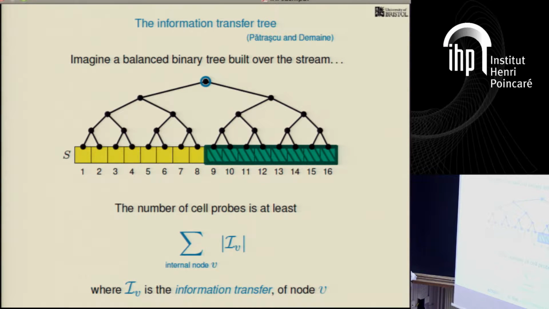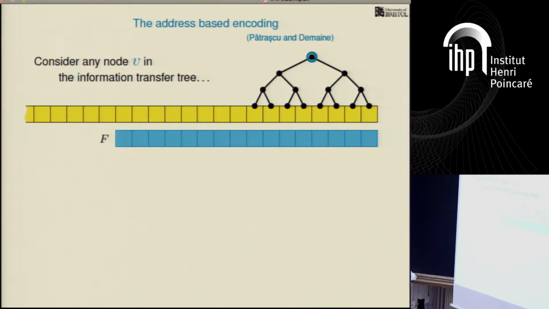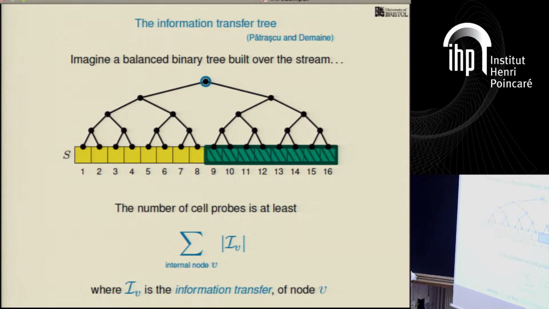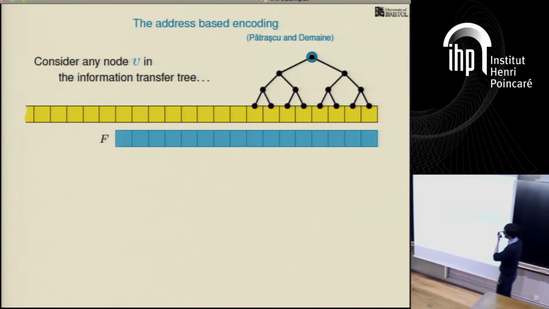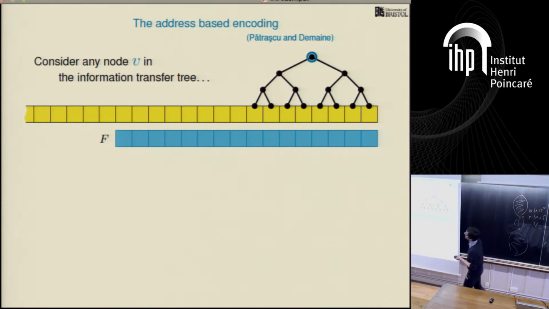So the goal, entirely in the technique, is to prove lower bounds on the information transfer associated with nodes. So I want to prove that lots and lots of nodes have large information transfer. That means that the number of cell probes is going to be large. Okay, so to achieve this, we're going to link the information transfer to the entropy associated with some particular outputs.